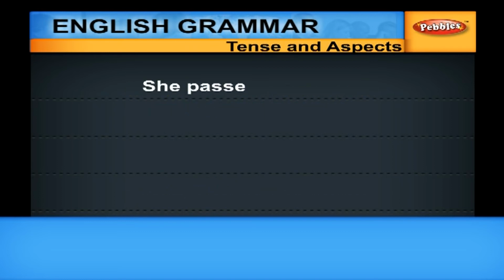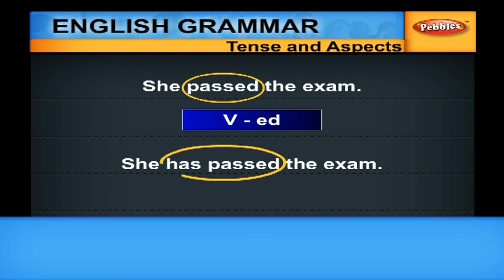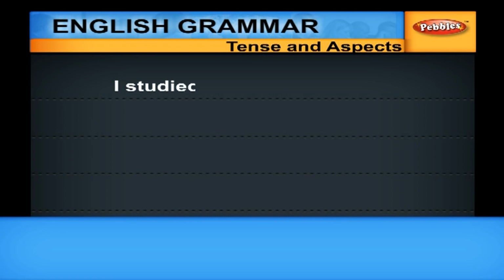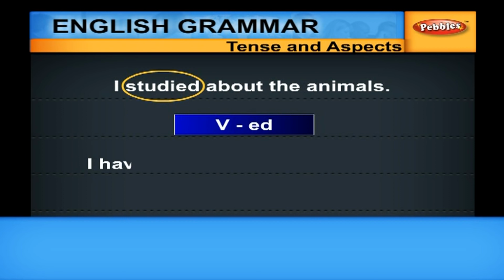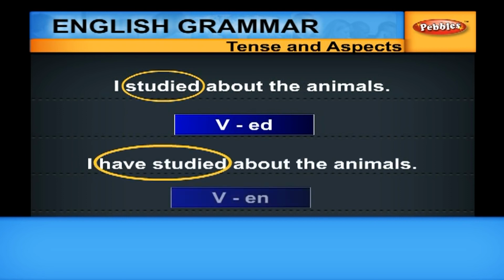She passed the exam. The verb is in VED form. She has passed the exam. VEN form, or the verb is in past participle form. I studied about the animals. VED form. I have studied about the animals. VEN form. So, VEN will have 'have' or 'has' as the helping verb.